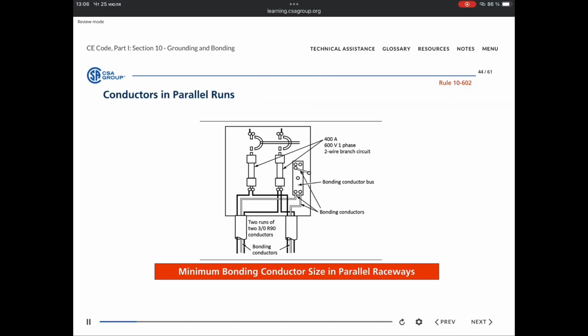Rule 10-602 requires a bonding conductor to be installed with each group of parallel conductors when conductors are installed in parallel in separate cables, raceways, or bus. Minimum bonding conductor size in parallel raceways is shown in the diagram.